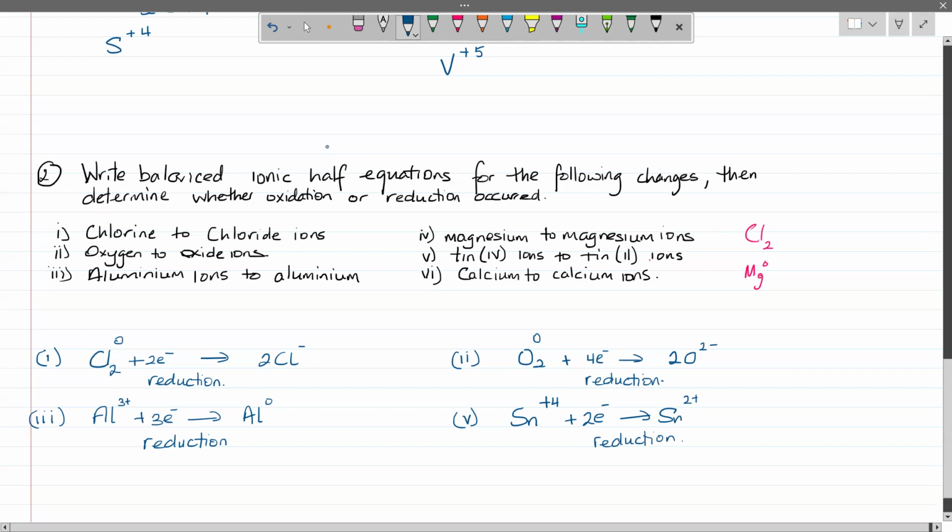Well, I feel like I'm missing one of them. Yeah, I did. I skipped this one, magnesium. Let's do that one. Magnesium to magnesium ions. So magnesium is 0 here, but then I'm going to lose 2 electrons to go to magnesium 2 plus. So loss is taking place here. So this one is oxidation. And then calcium, losing 2 electrons again to go to calcium 2 plus. Understand?